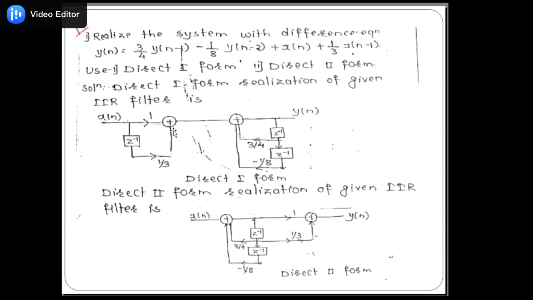That's why you have generated this term. Second, that will be the y of n output side. Output side will provide a delay version. When you take it on the left side, that will change the sign. That's why the y of n delay version will be multiplied by 3 by 4, right?